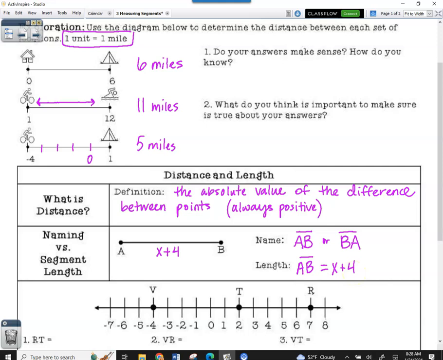So the name of it is AB. The length of it is x plus 4. So there's a difference between those two concepts.